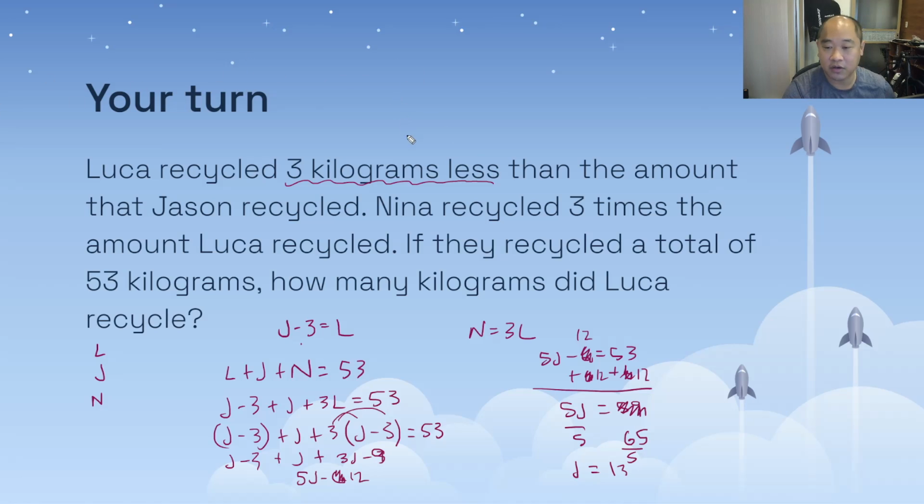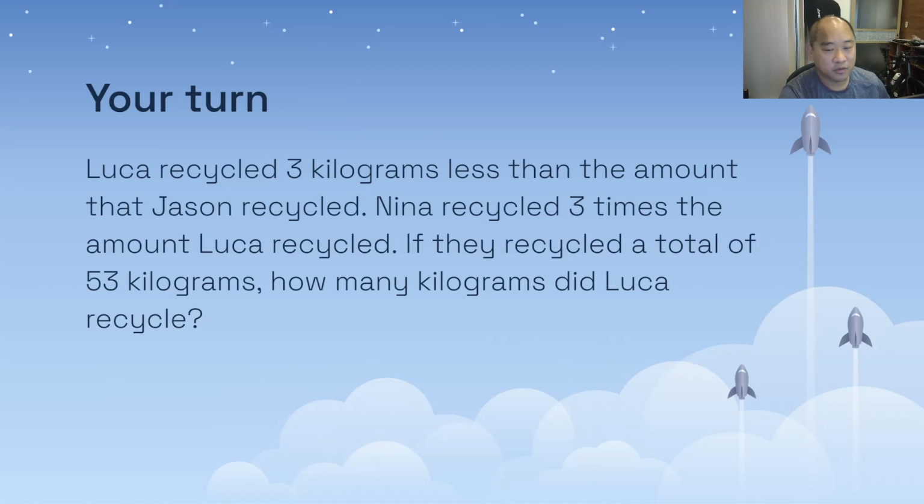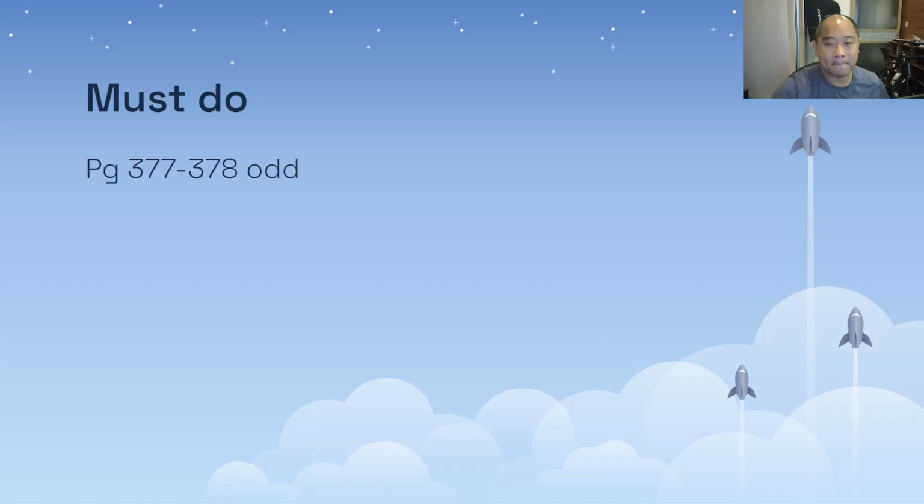So let's just check our answer. So Luca recycled 3 kilograms less than Jason, right? So if Jason did 13, then Luca did 10. And then Nina did 3 times the amount Luca recycled, so that's 30. So that's 53. Okay. So how many kilograms did Luca recycle? 10 kilograms. Well done, Luca. That's a ton of recycling. Well done, all of you. Okay. Here's your must-do. Enjoy.